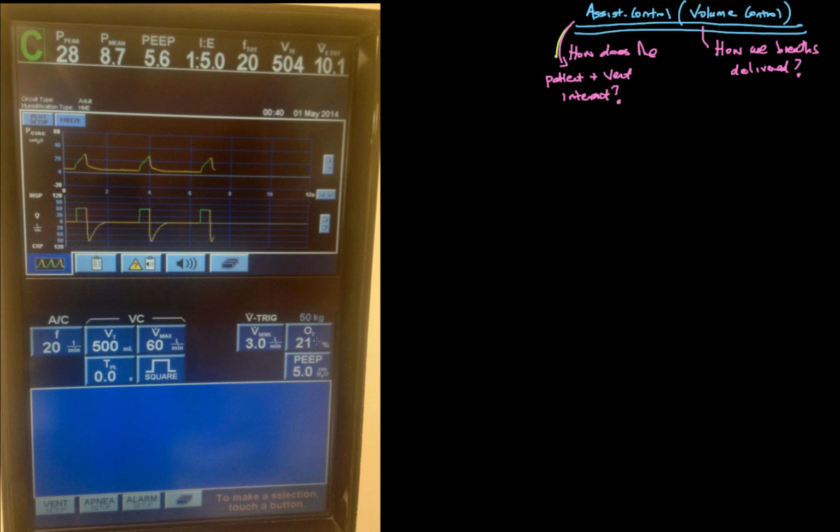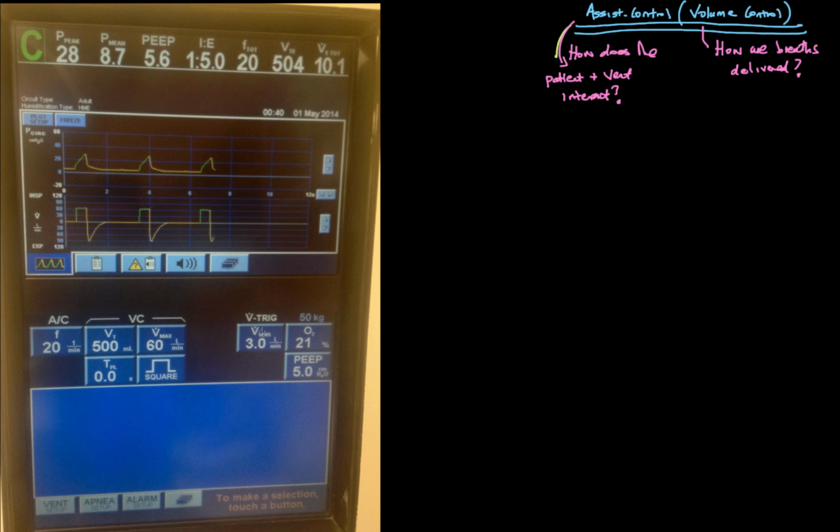Over here we have our oxygen concentration. We can see that 21% oxygen is what we're giving to the patient. That's obviously just room air, regular air. This is PEEP, positive end expiratory pressure. We'll talk about what that is. And then this is a trigger.